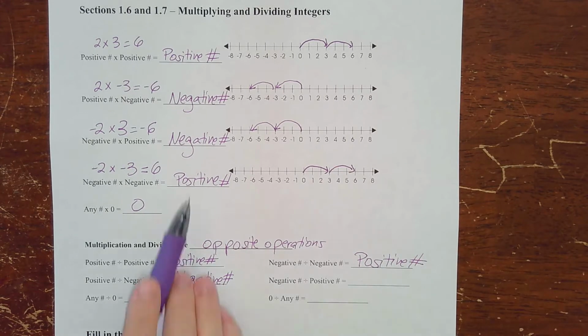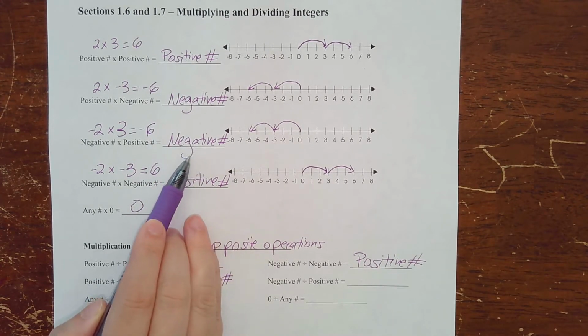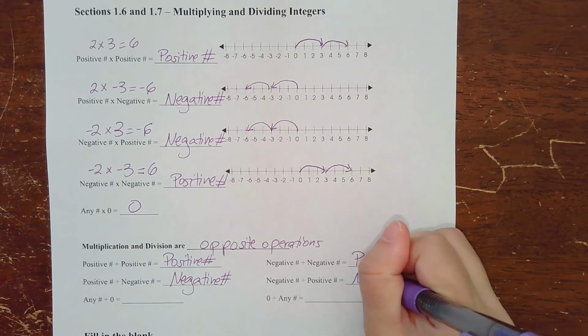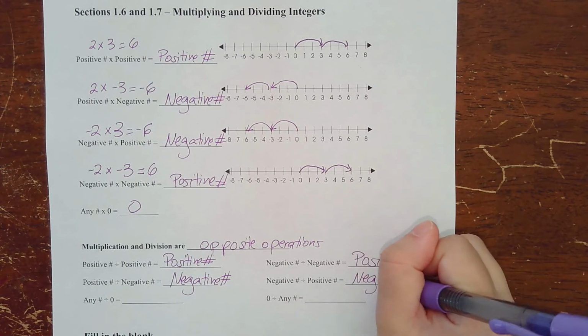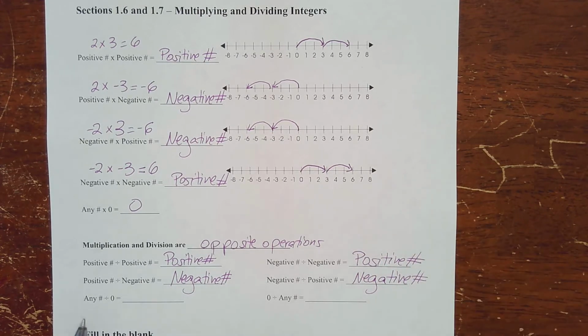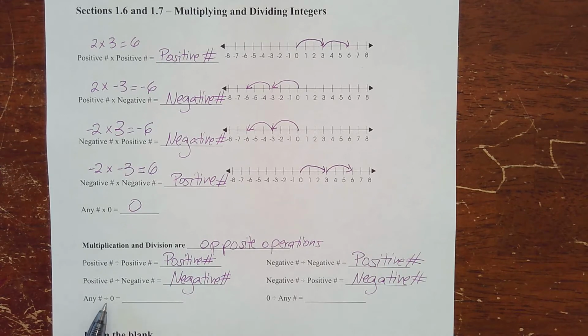And a negative divided by a positive would give you a negative number. So we're just going in reverse order here, since they are opposite operations. Okay, let's talk about dividing by 0. Any number divided by 0, well, this would be something, and we're dividing it into 0 groups.